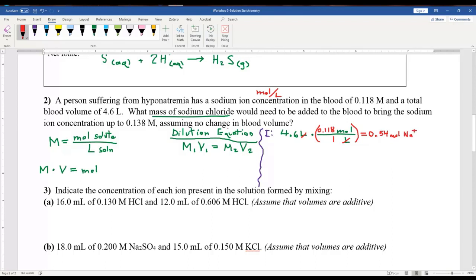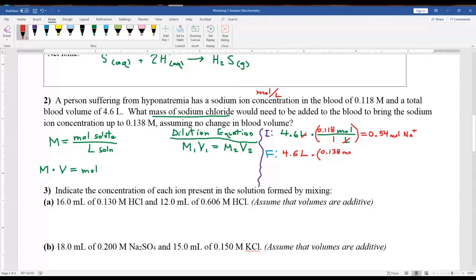Now, we also have to figure out what the final amount would be. So what would the final amount be? Let's do a different color. Let's do this one. Final. I'll go back to my red. Okay, I think it's going to be 0.63 moles. That sounds about right. And you use 0.138 moles per liter, right?